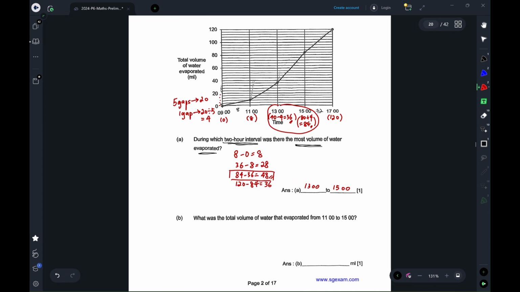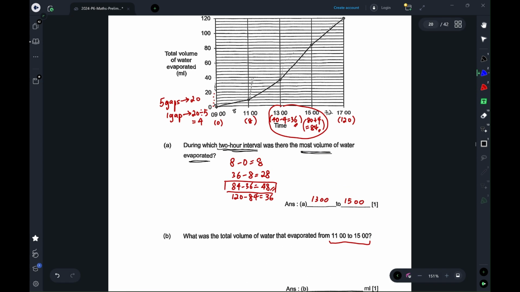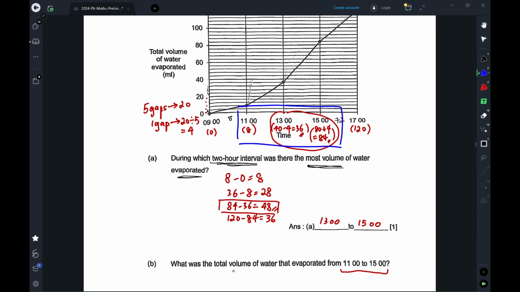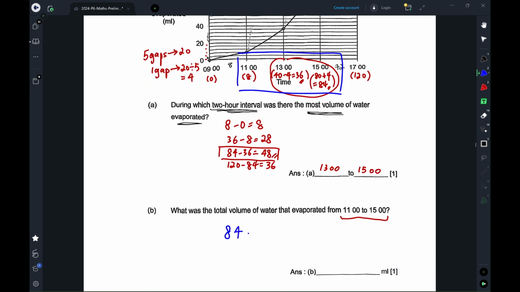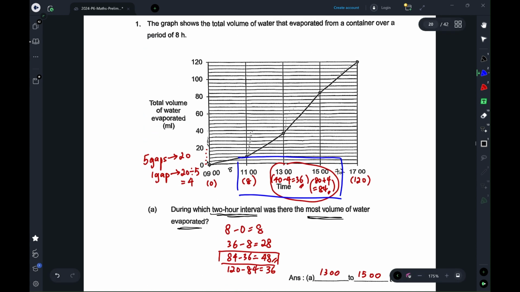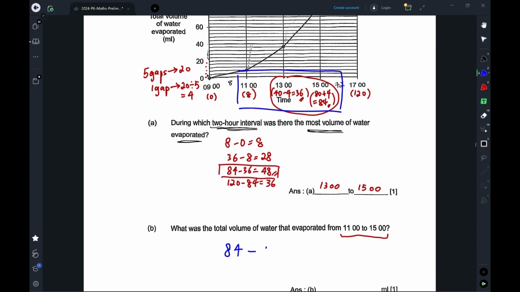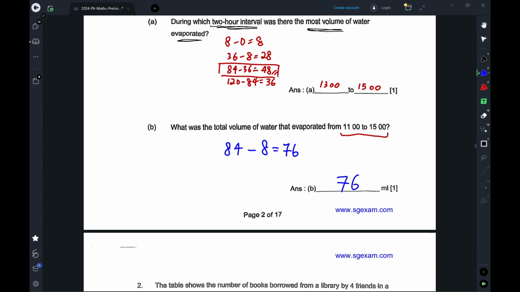So move on to part B. What was the total volume of water that evaporated from 11 hours to 15 hours? We just need to take 84 minus 8. And that gives you 76 ml.